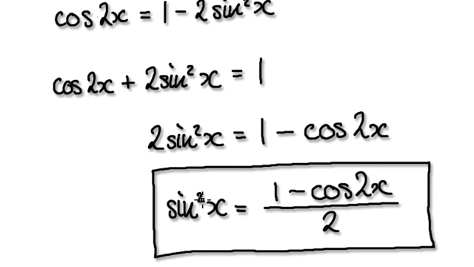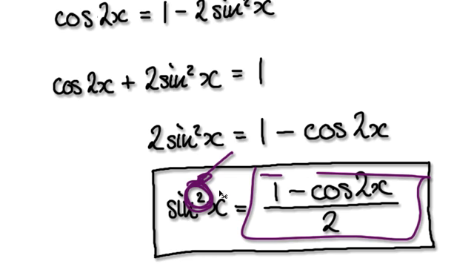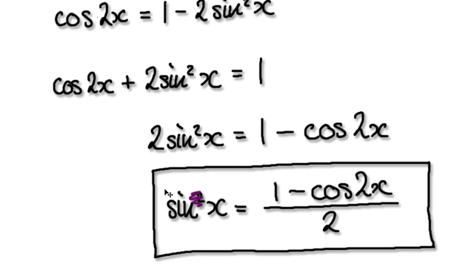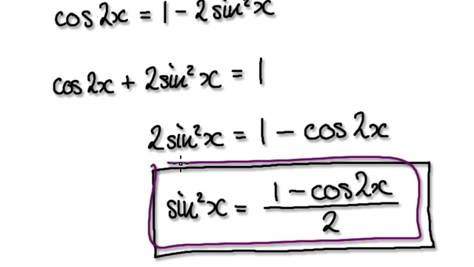So now we have a way of turning a squared into, well, we have a way of decreasing this squared to something like this. Okay, so we have a way of removing this squared here. So write this down somewhere.